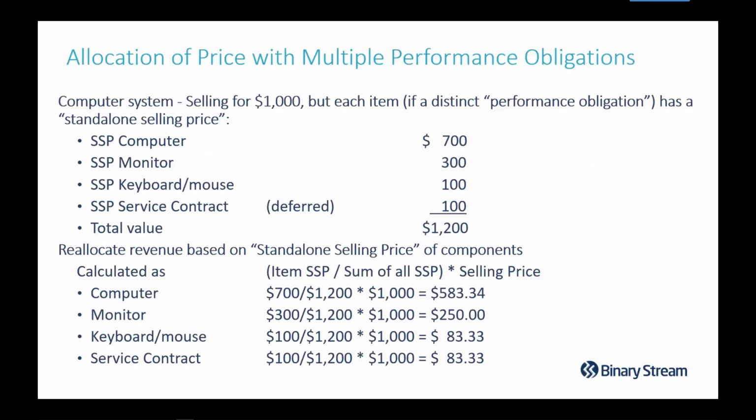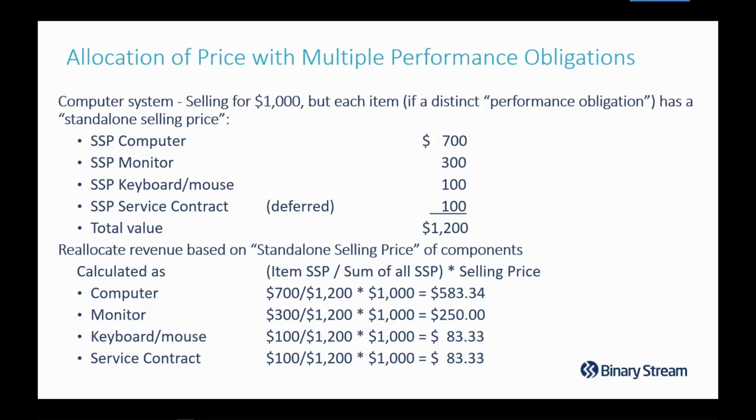So here we go. We have a deal. We're going to sell this computer system for $1,000. All right. I've got the computer standalone selling price $700. The monitor's $300. The keyboard and mouse is $100. And the service contract is really cheap. It's only $100. So $1,200 for this computer, but I'm only selling it for $1,000.